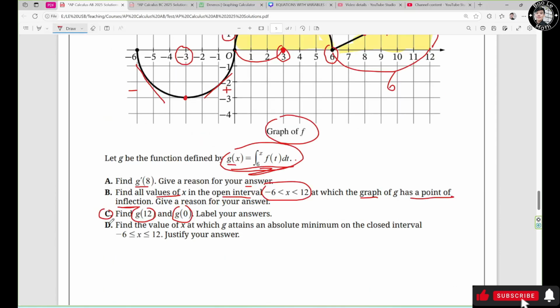Now let's move on to question D. Find the value of s at which g attains an absolute minimum on the closed interval -6 to 12. Alright, so when it comes to absolute minimum, maximum, increasing, decreasing, you need to use the first derivative, right? So we have g prime of s equals f of s, right? From question A. Now, you need to find the critical points, right? In order to find the critical values, this must be equal to 0 or undefined, right?